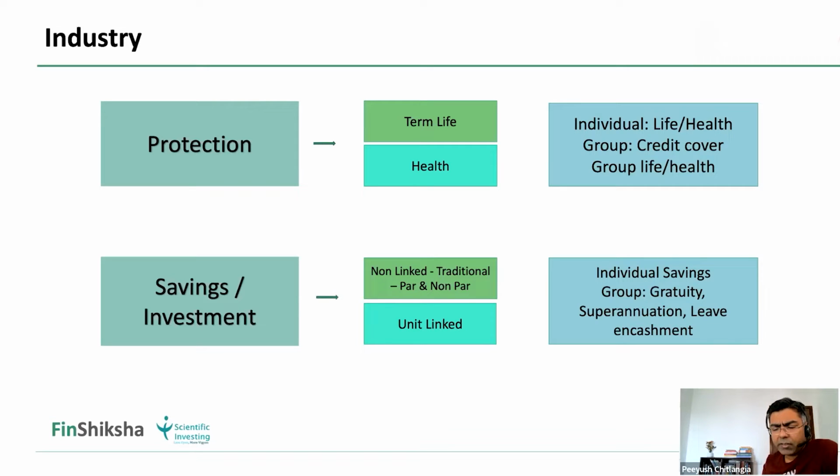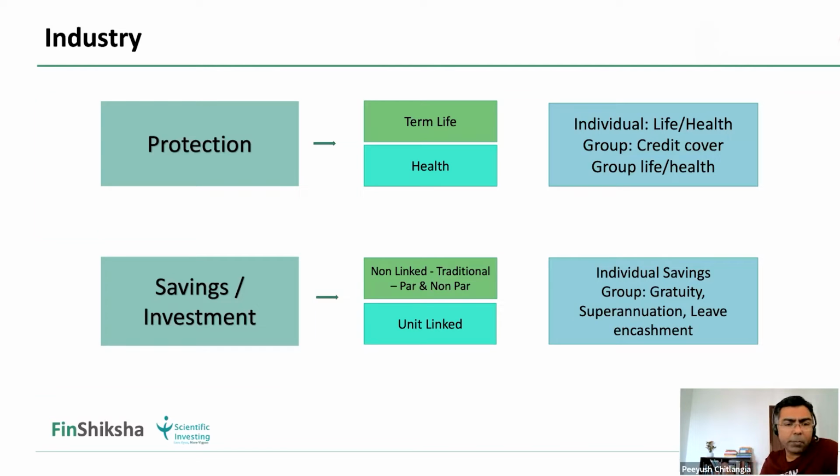Usually, in most cases, these products can be divided further into something that is linked and something that is non-linked. Linked products are linked to an underlying market, right? So usually you will see ULIPs, or unit linked insurance plans, which are products that invest on your behalf like a mutual fund into stocks, for example, or bonds, for example, right?